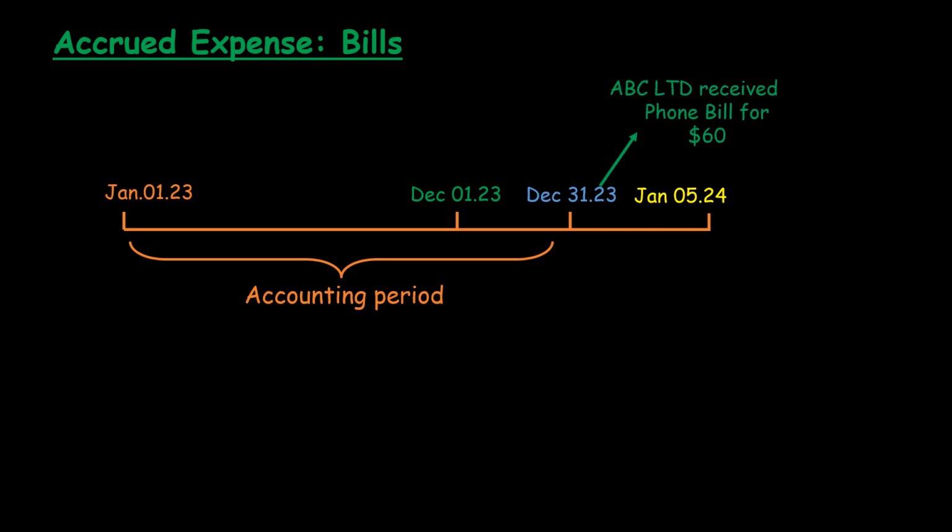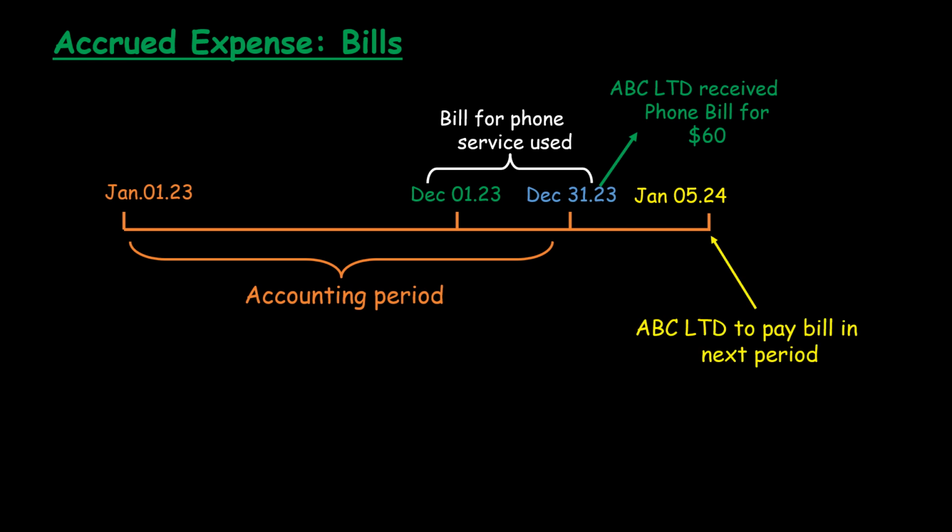Now, ABC Limited received a phone bill for $60 on December 31st, 2023. Now this bill covers the usage from December 1st to December 31st. But this bill is going to be paid next period, January 5th, which is another period. So this makes it an accrued expense. Why? Because a service is used in one accounting period, December, but paid for in another accounting period, January.